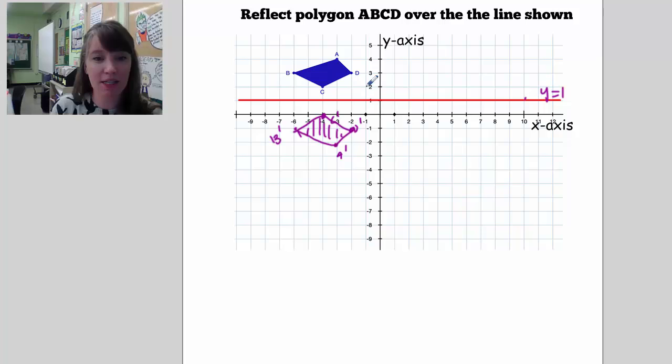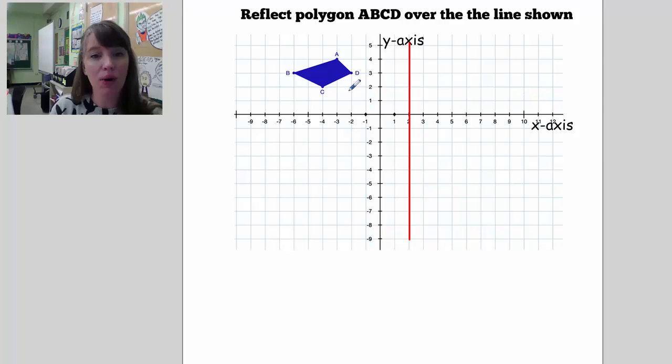Okay, and if you were asked to get the coordinates of the image, then all you would do is, after you perform the reflection, go back and get the coordinates of the image. Okay, and this is a vertical line that's not the y-axis, the same thing happens. You would just take D and reflect it over, one by one, reflecting each vertex.